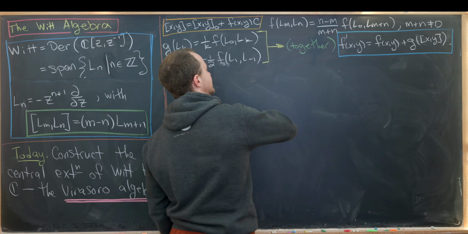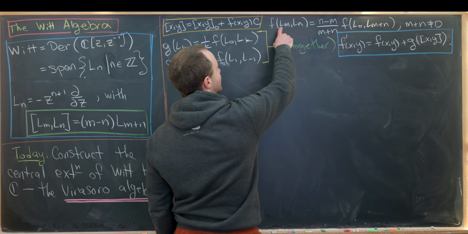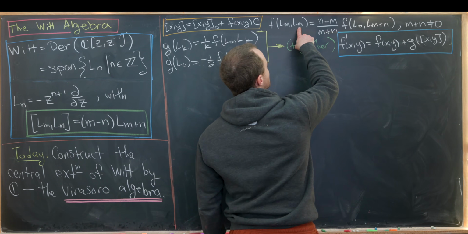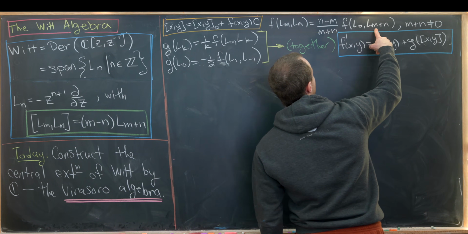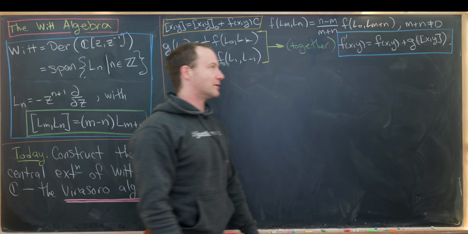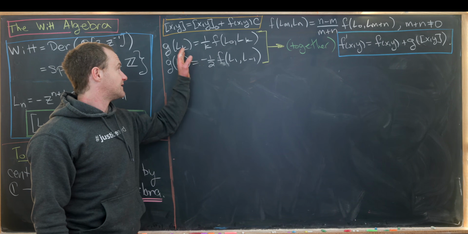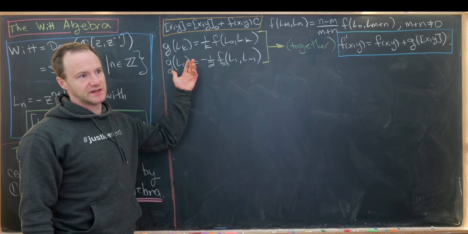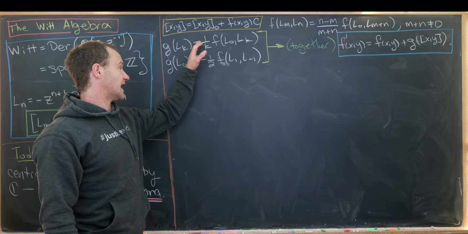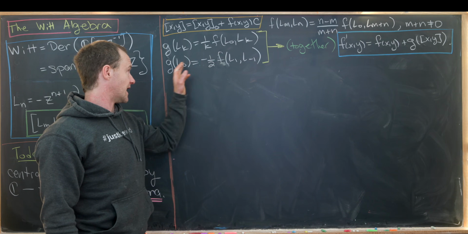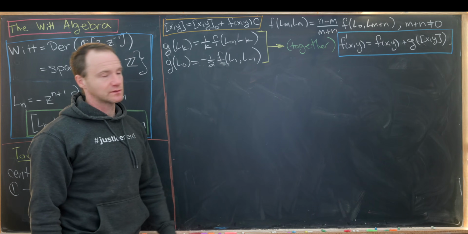Furthermore, in our case, we determined that that function had the following property. F of Lm, Ln was (n minus m) over (m plus n), f of L0, Lm plus n. That's obviously when m plus n is not 0. We're looking at that case later. Then we defined this new function, which was in the dual space of Witt, by g of Lk is 1 over k f of L0, Lk, and g of L0 is minus half f of L1, L minus 1.